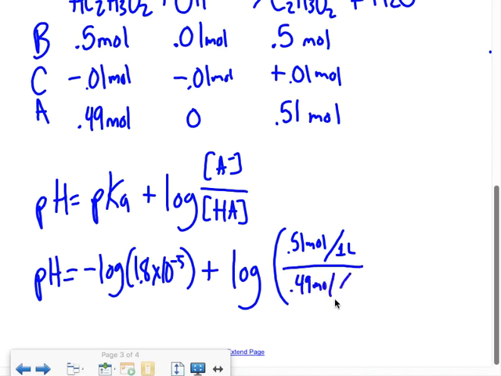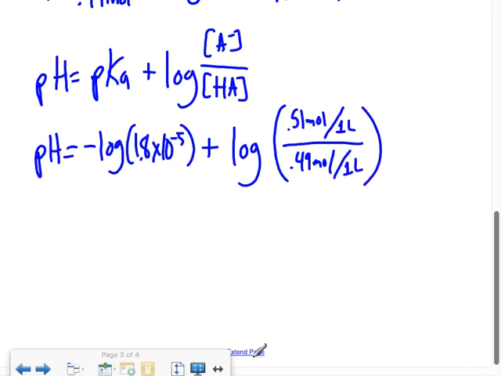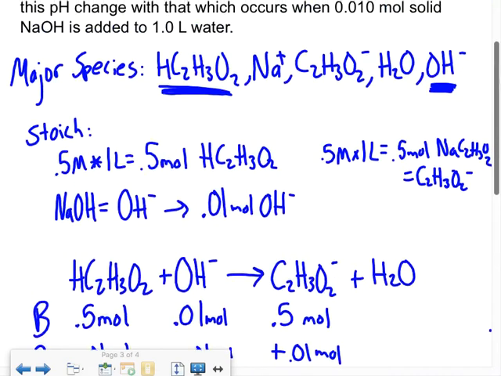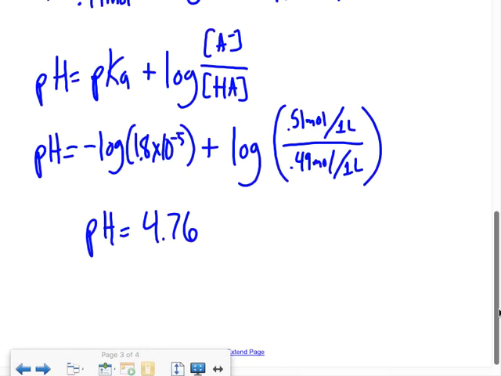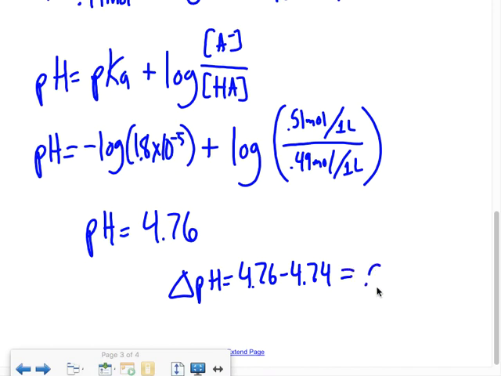All right, so if we plug that all in, we're going to get the pH of our mixture, which is 4.76. All right, so our buffer started off with a pH of 4.74, and when we added 0.01 moles of sodium hydroxide, the pH became 4.76. So the change in pH is only 0.02, which is a teeny change, but that's the whole thing about buffers, is that they resist change to pH.